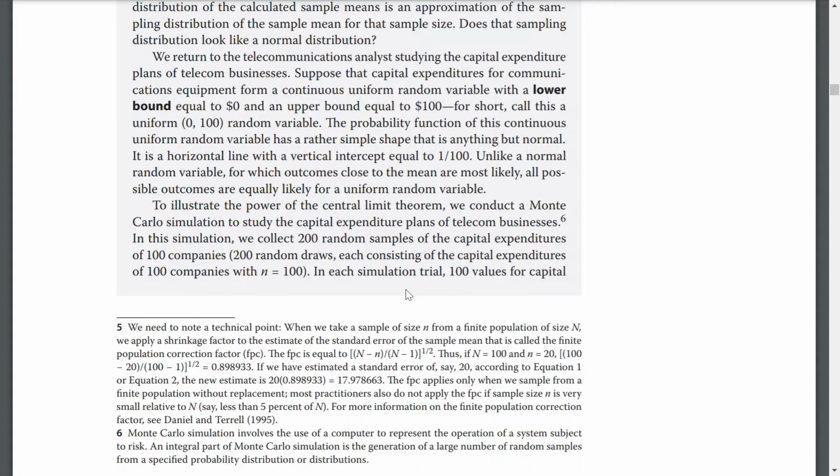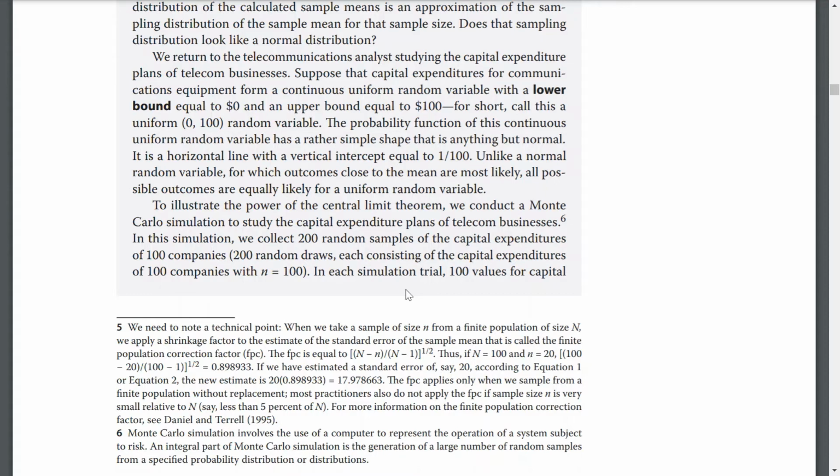The probability function of this continuous uniform random variable has a rather simple shape that is anything but normal. It is a horizontal line with a vertical intercept equal to 1 divided by 100. Unlike a normal random variable, for which outcomes close to the mean are most likely, all possible outcomes are equally likely for a uniform random variable.